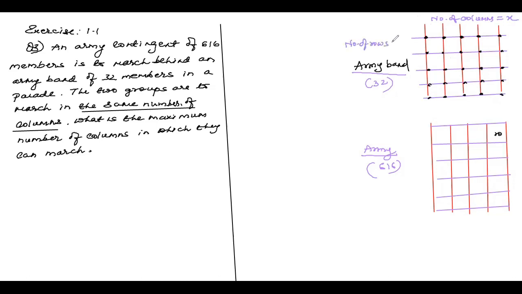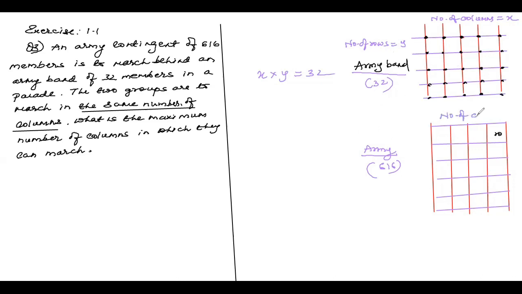So what is this y? So what is the number of people in army band? X into y. But number of people in army band is 32. Matlab x into y is equal to 32. I hope people are understanding me. In the same way, the army people are marching behind army band. The number of columns is the same.